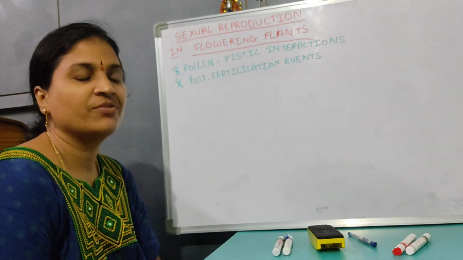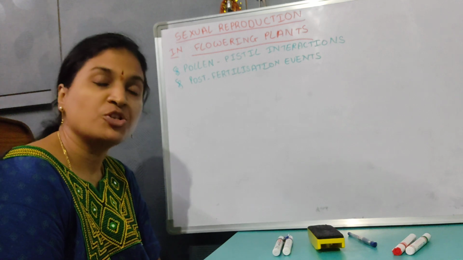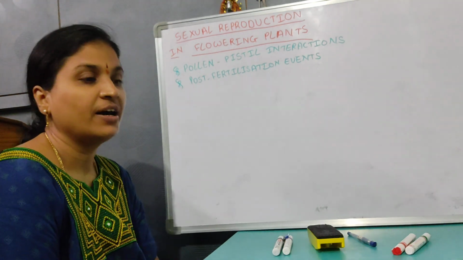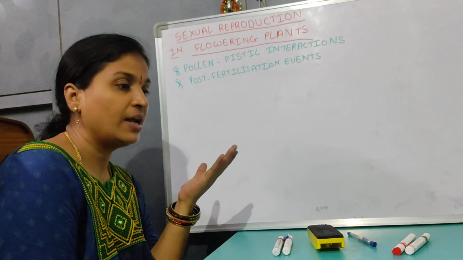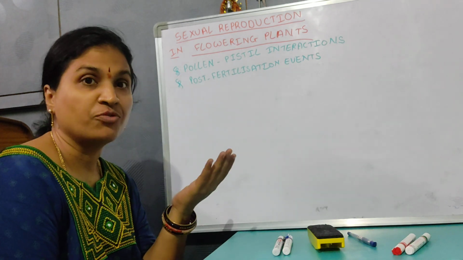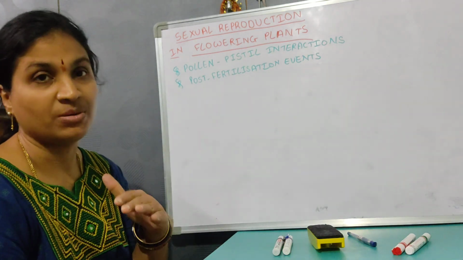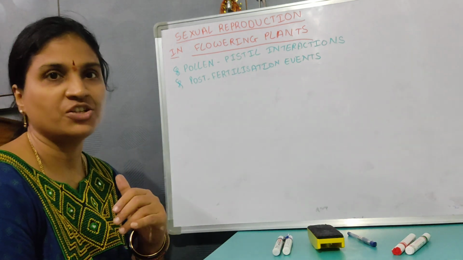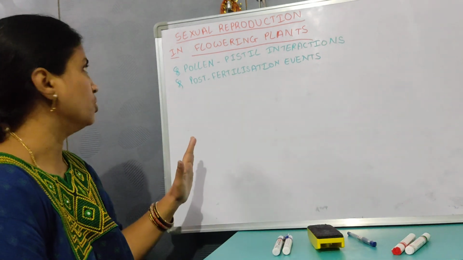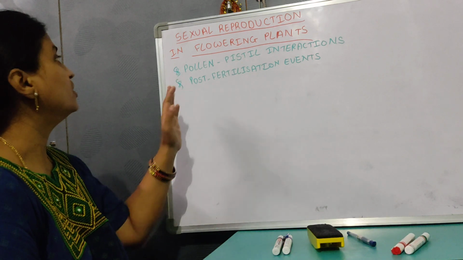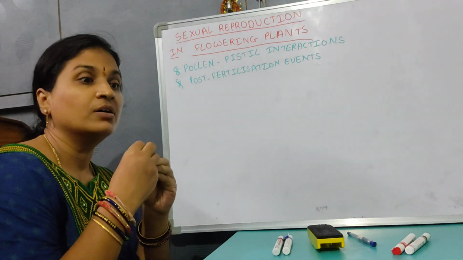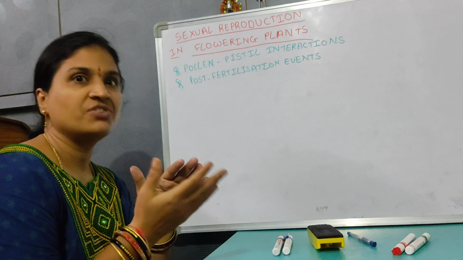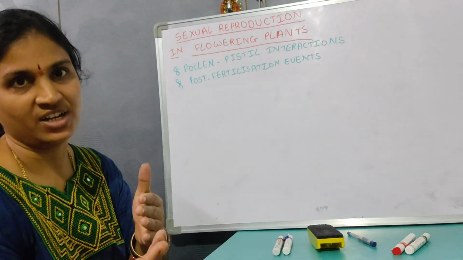In the last videos we have studied the formation of the male gamete and the female gamete, and the transfer of pollen grain from anther to stigma, which is pollination. In this video we are going to study the pre-fertilization events, fertilization events, and post-fertilization events.